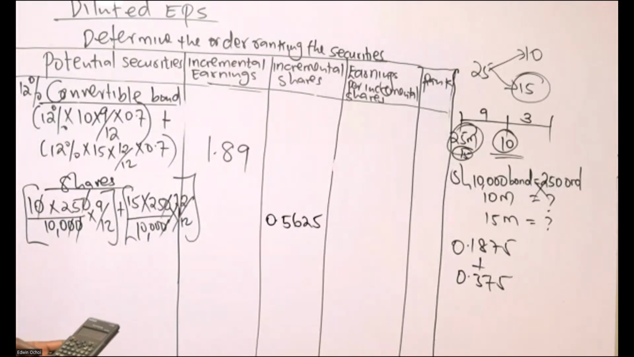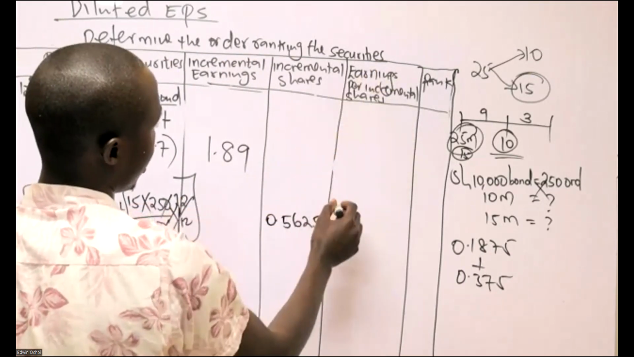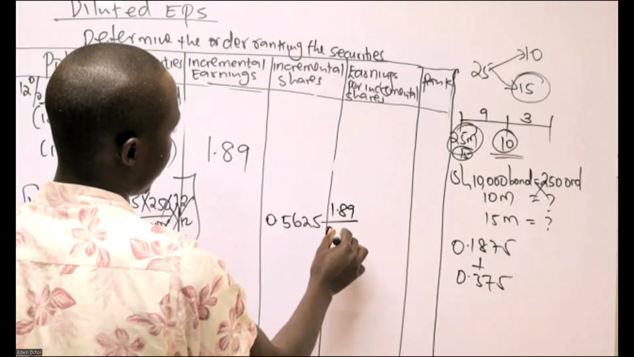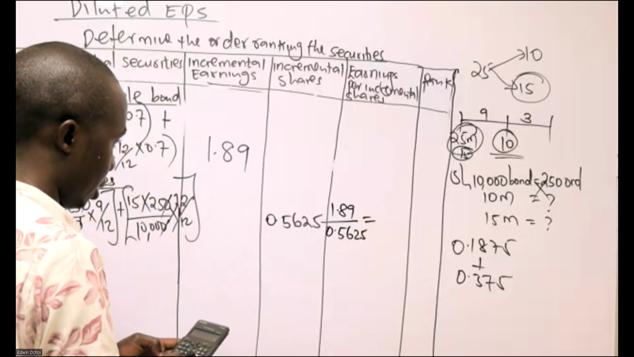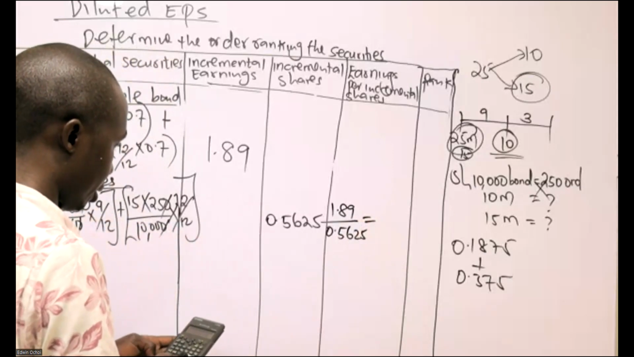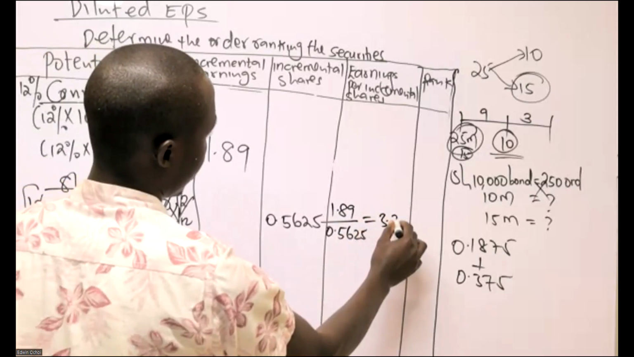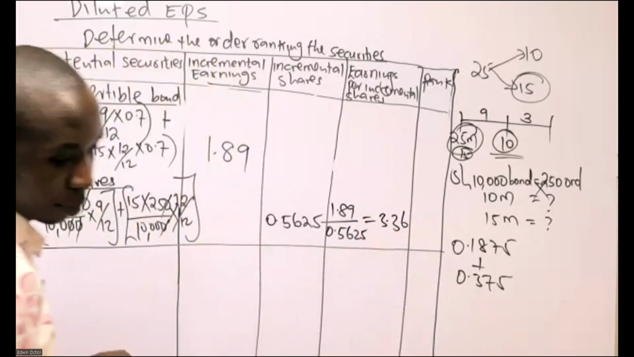Is that one correct? I think you are using your calculators. Yes, it's correct. So meaning that to get earnings by incremental shares, we divide this and this. So 1.89 divide 0.5625 gives 3.36. So we are done with the first potential security.